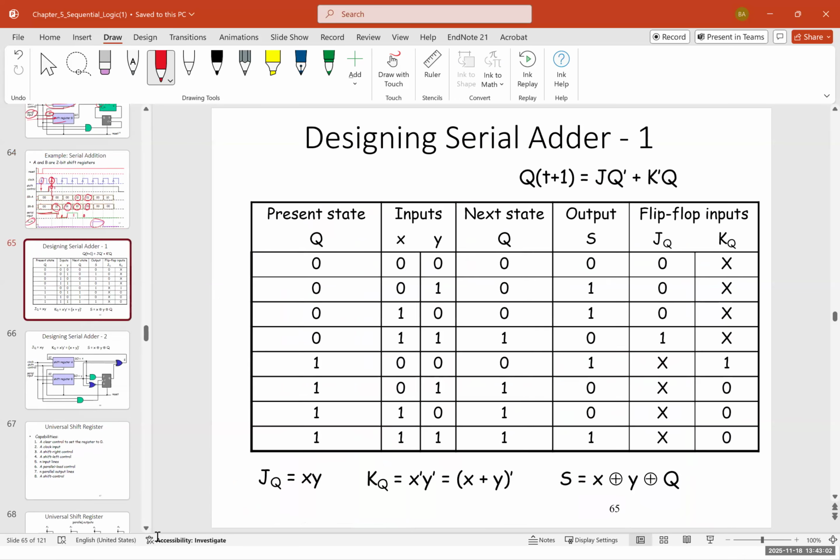Now, for designing a serial adder, we have the present state, which is Q. Inputs are X and Y. The next state is Q. The output is S, and the flip-flop inputs, which is a JK flip-flop, 0, X. And you can see here, using this system, we can design it with a JK flip-flop. And here, JQ would be XY, KQ would be X prime, Y prime, and S would be X XOR Y XOR Q.